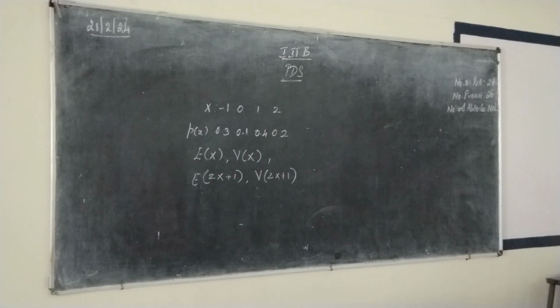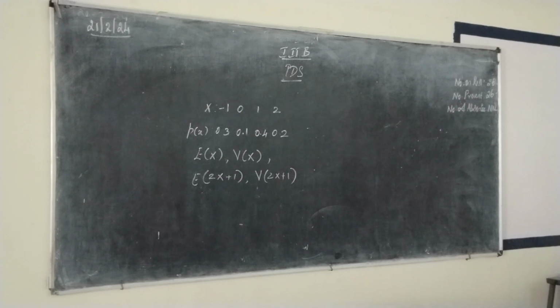What is the first thing you have to find? E of x and then variance of x. You all know the formula for E of x? Summation of x into p of x. So start the solution. Discrete may be only addition. When you go for continuous, you have to do the integration.